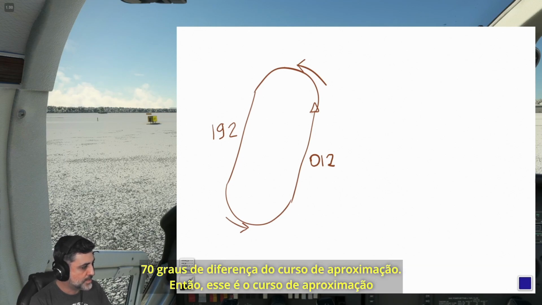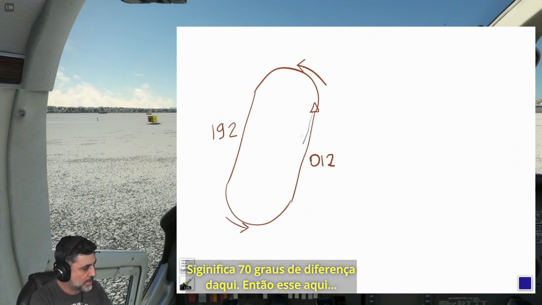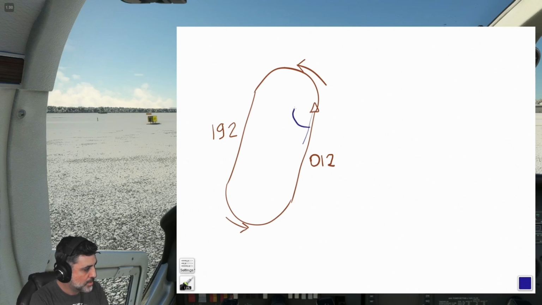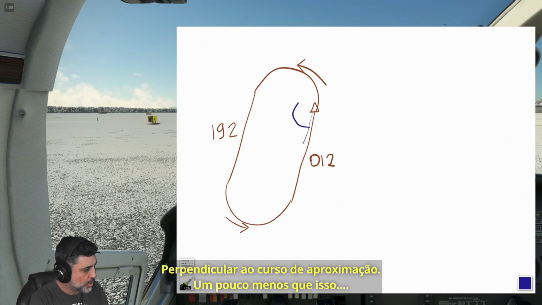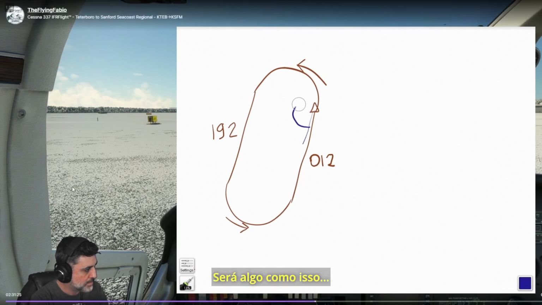So this is the inbound course here. So that means 70 degrees offset from this. So this here would be 90 degrees if I did that, right? Perpendicular to the inbound course. So a little less than that. So it's going to be something like this.